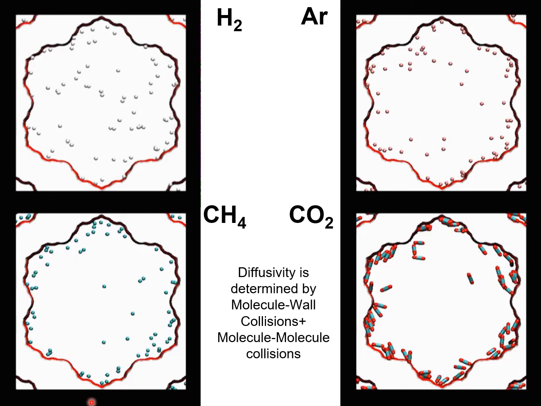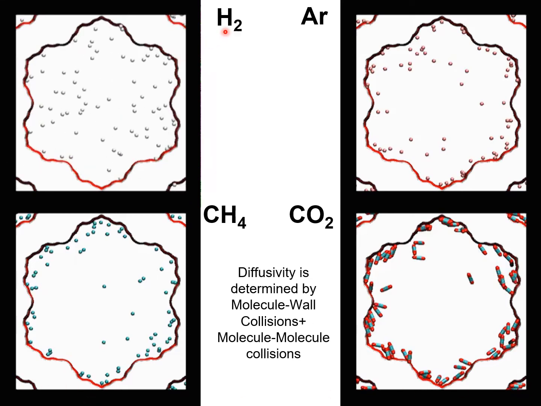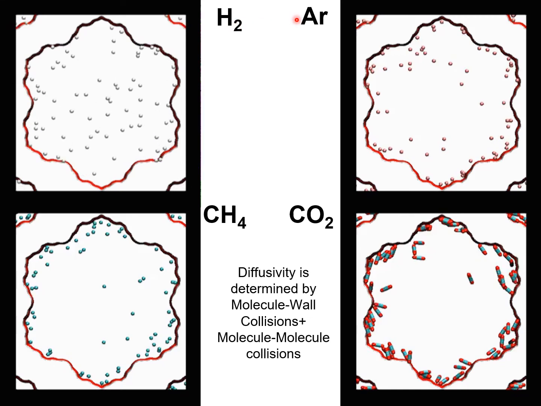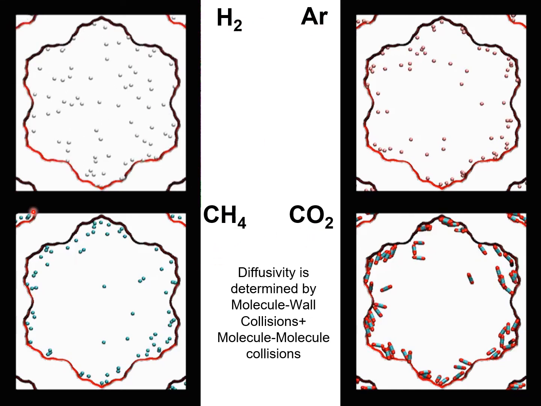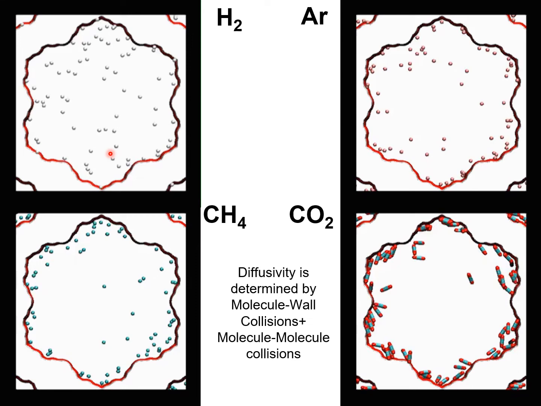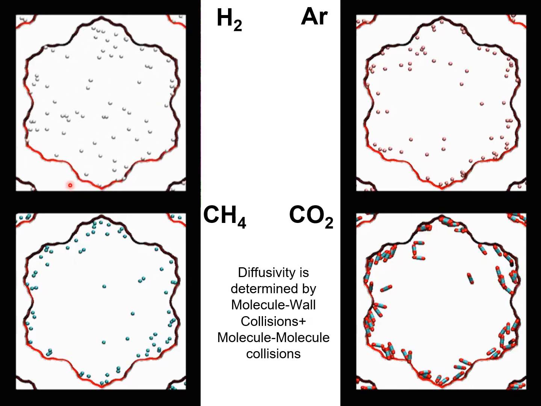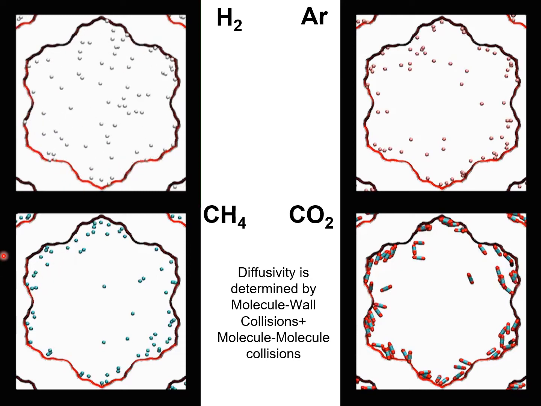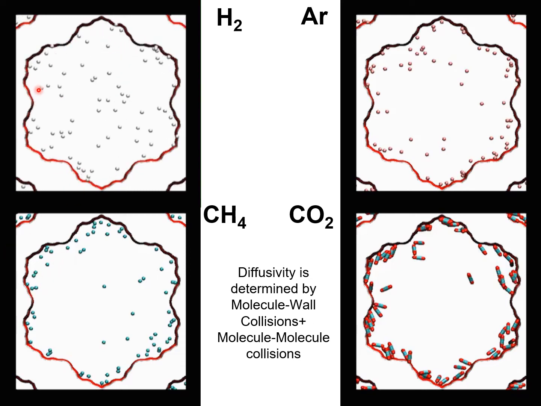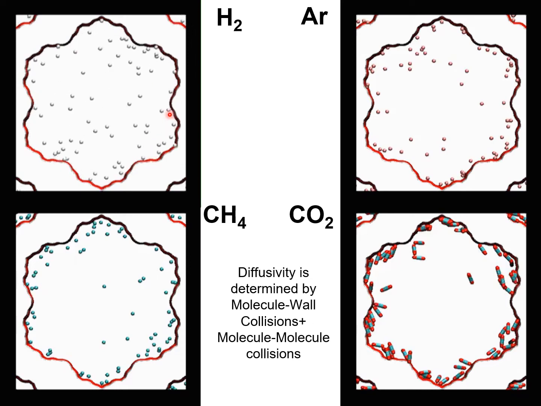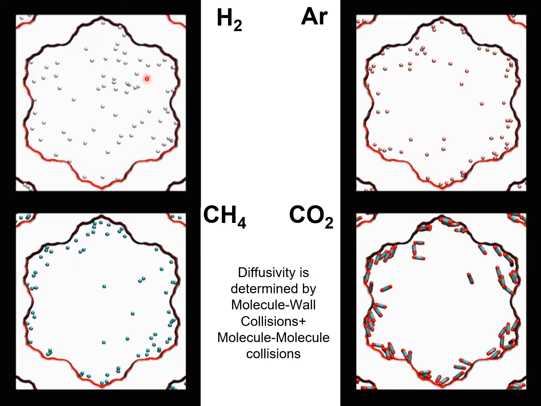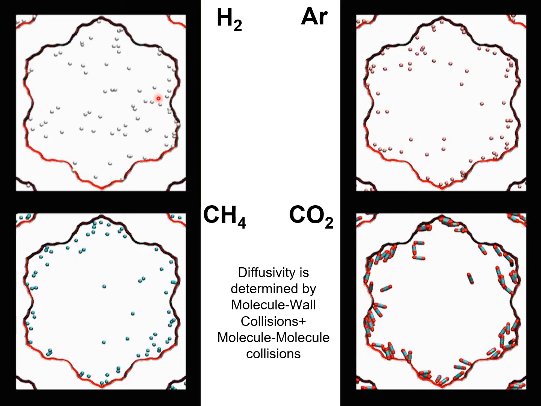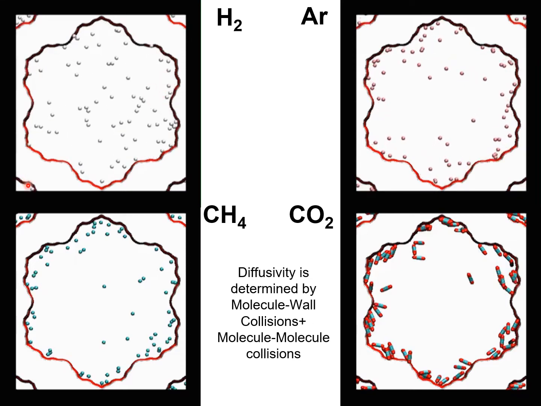Let's look at 4 molecules with increasing strength: hydrogen, argon, methane, and carbon dioxide, and see how these molecules traverse the pore. Hydrogen, as you might expect, since it's poorly adsorbed, doesn't remain on the surface and gets reflected and returns to the core region.